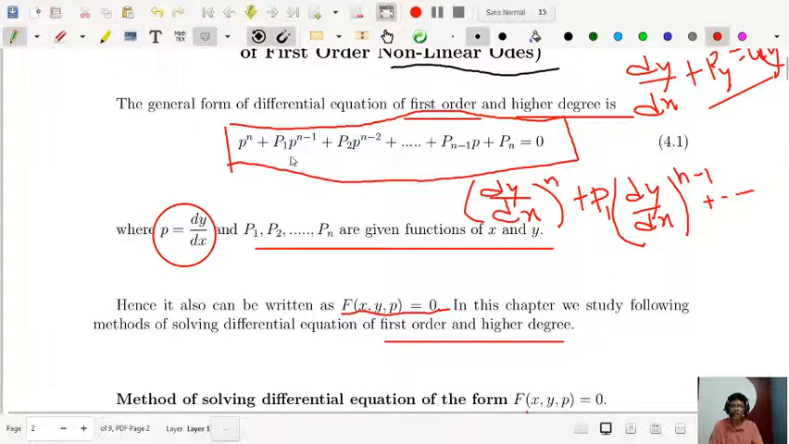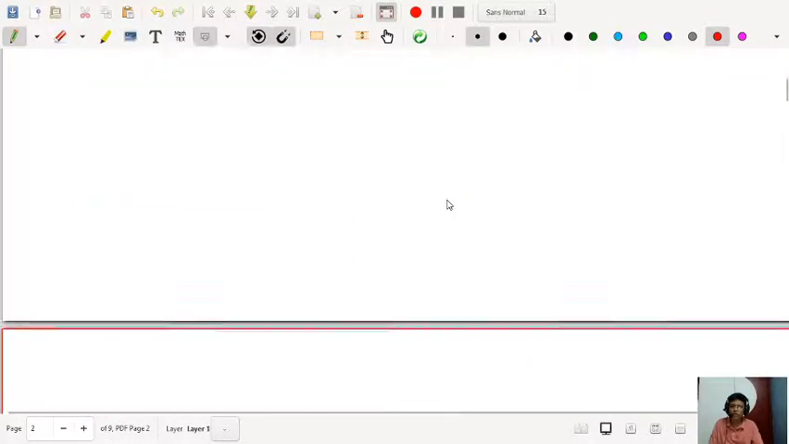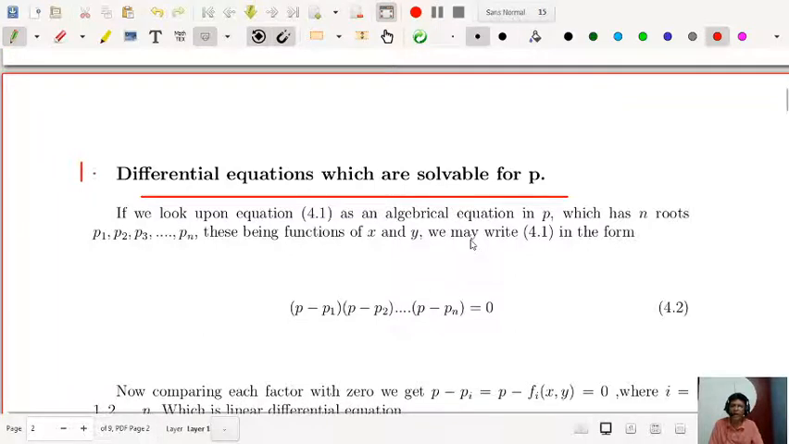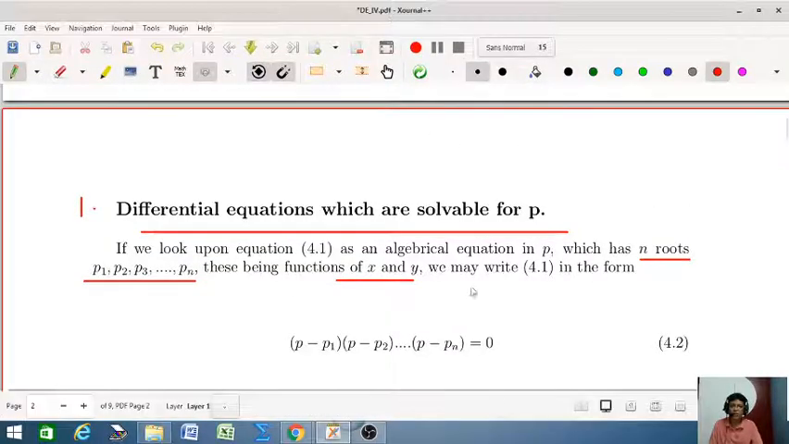You can consider it an algebraic polynomial, because it is an nth degree polynomial in p. If you are not writing dy/dx, it is p to the power n, the highest degree is n, so it is an algebraic equation. So it must have n roots because it is of nth degree, and let the roots be p1, p2, ..., pn. These n roots are all functions of x and y.